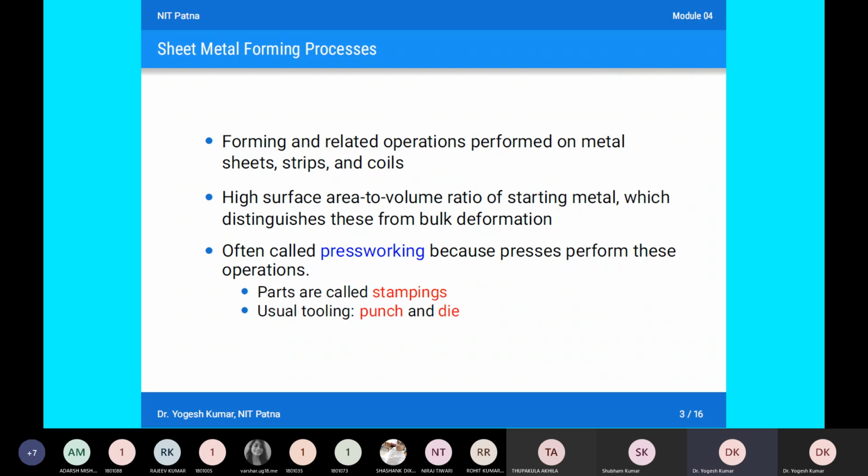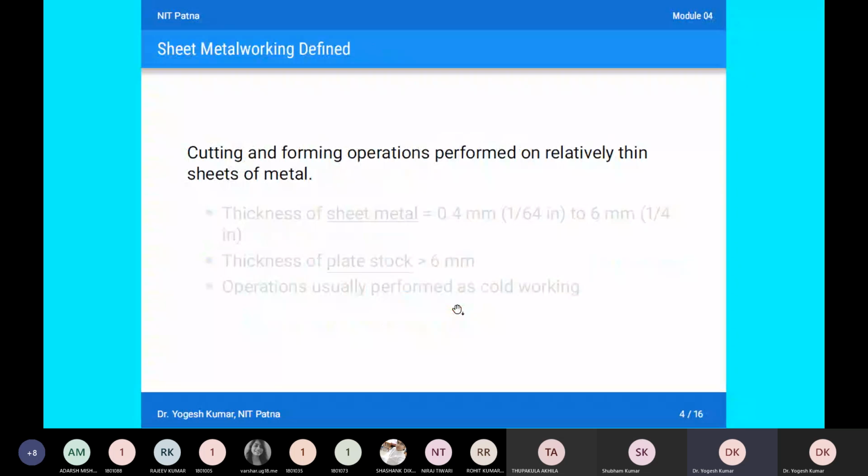These toolings that are used in presses are called punch and die. Sometimes this punch also has some shape. In some books you may find, instead of punch, it may be written as upper die or lower die. Now we will try to understand what is called sheet, and how these sheet metal working processes are defined.